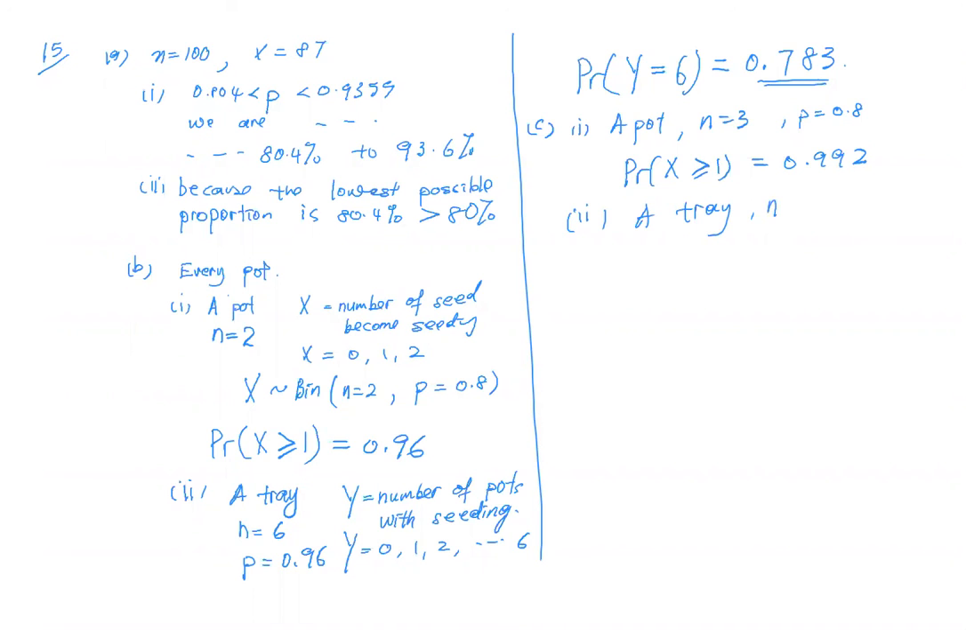The N is still equal to 6 and the P is equal to 0.992. So you want to sell a tray, make sure every pot must have the seedling. What do you get? 0.953. Yeah. So that means if you put 3 seeds in a pot, then you can achieve it. If you want a higher probability that you can sell the whole tray, you put more seeds in.